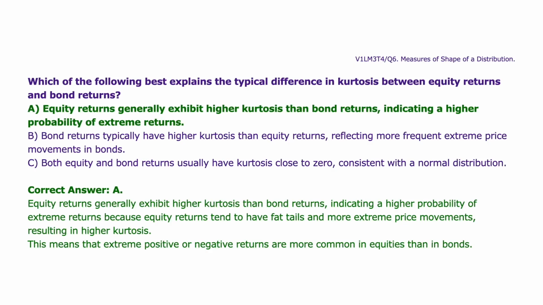Kurtosis measures weight of tails relative to rest of distribution. Normal distribution kurtosis equals 3. Higher kurtosis means fatter tails and more frequent extreme returns. Equity returns generally show higher kurtosis than bond returns because equities experience more extreme price movements and larger outliers. Bond returns usually closer to normal with lower kurtosis and fewer extreme events. This matches option A description.